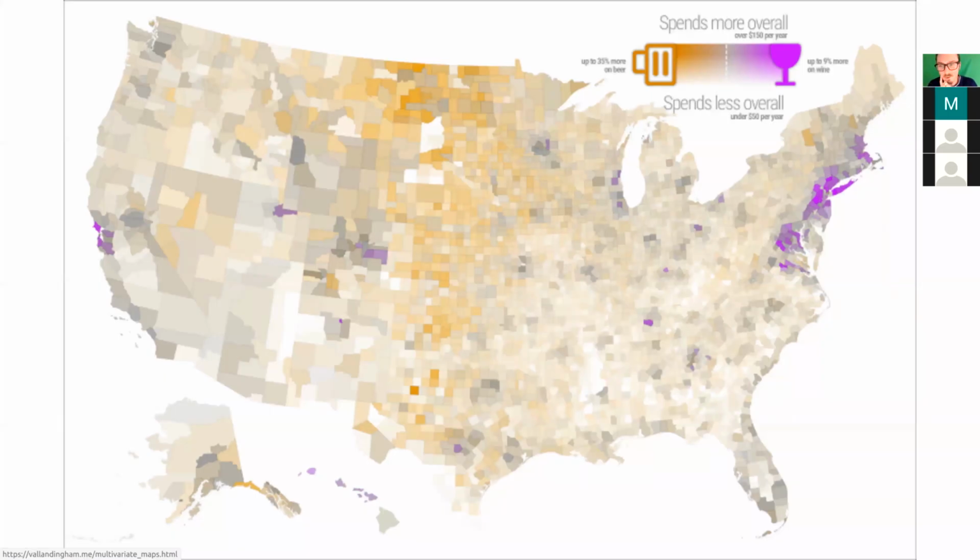Here's a good one, wine versus beer. The purple is people who spend a lot of money on wine, and the orange is people who spend a lot of money on beer. So I think it's just fascinating to see, you know, East Coast, West Coast, people drink a lot of wine, but in the middle of the country, people tend to favor beer. Fascinating stuff.